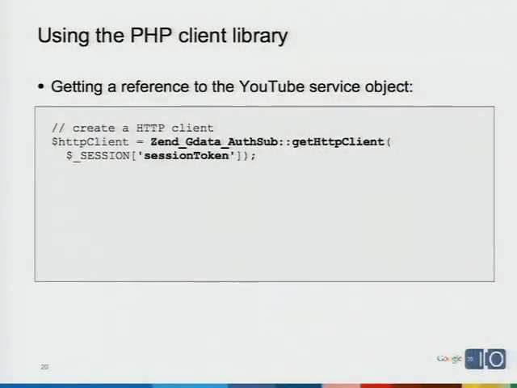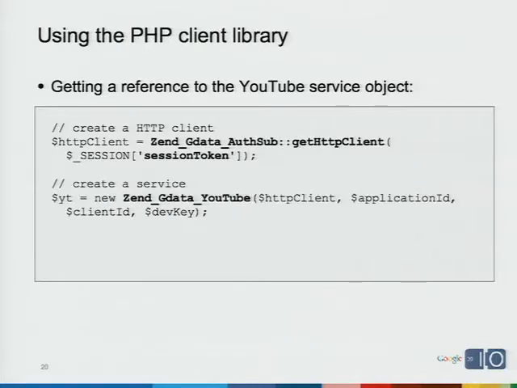So what we're doing in this line of code is creating an HTTP client, which is going to handle our communications on the HTTP level, and we're passing in just the session token that we've received after the user has signed into YouTube. And then we just set the client in the constructor of the Zend GData YouTube object, and now we're basically authenticated.